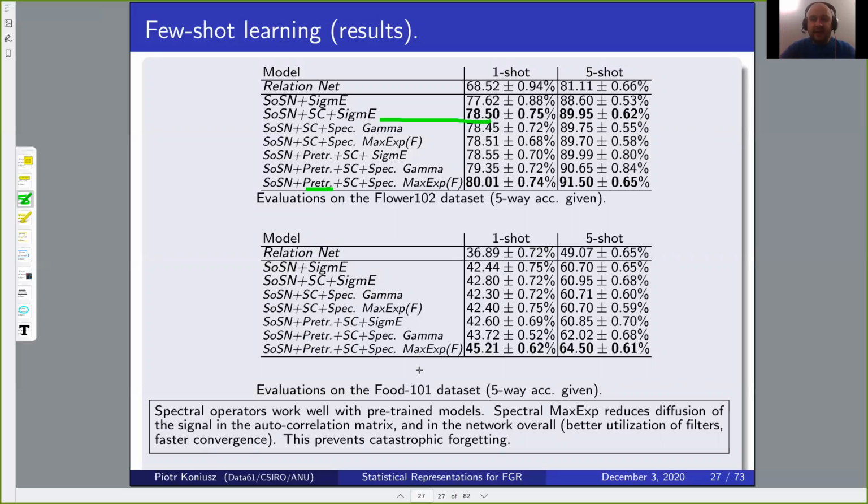And we performed the analysis of that, and we concluded that spectral max-exp, in fact, reduces diffusionness of the signal in the autocorrelation matrix. Therefore, if the network is already pre-trained, by reducing the diffusion, it means that some of the features are close to 0. They will not be updated, which means that spectral max-exp prevents, in fact, catastrophic forgetting by reducing some spurious correlations. And this is a very, very interesting observation, very interesting result in our opinion.